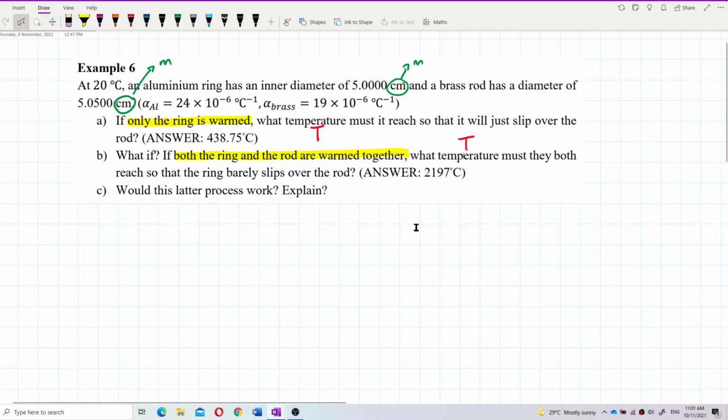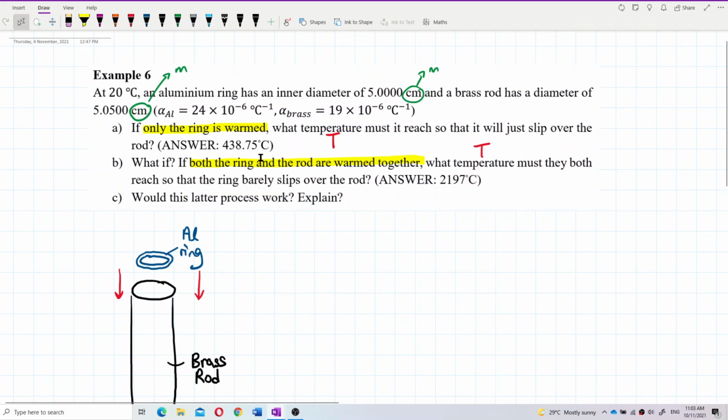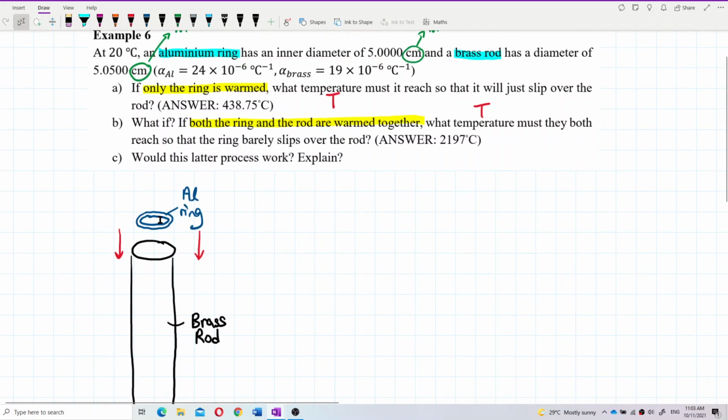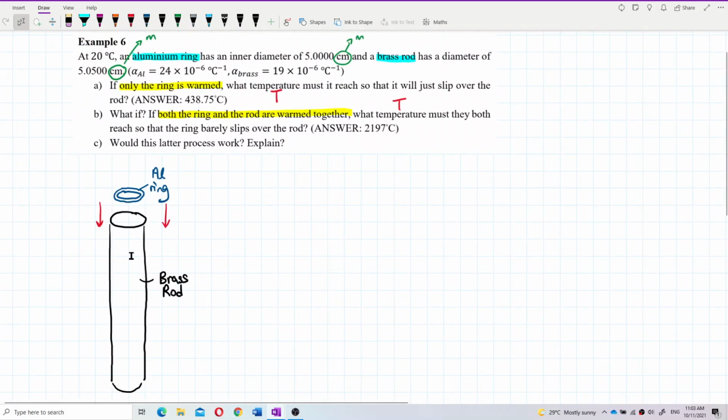All right. Okay, I drew you a picture already, like this one, right? So we have two objects here. We have the aluminum ring, and also a brass rod. This is the aluminum ring and this is the brass rod.